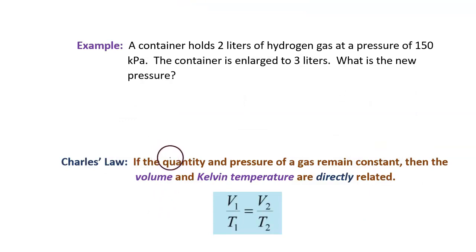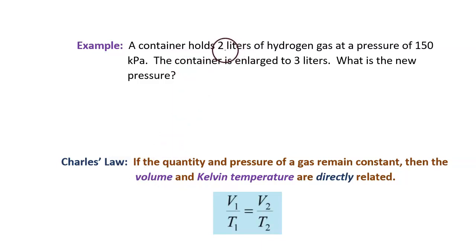A container holds 2 liters of hydrogen gas at a pressure of 150 kilopascals. The container is enlarged to 3 liters. What is the new pressure? When you have a problem about gases and these properties of gases that we're studying in chapter 14, a good problem-solving strategy is to read through the sentence and underline and label the different measurements as you find them.